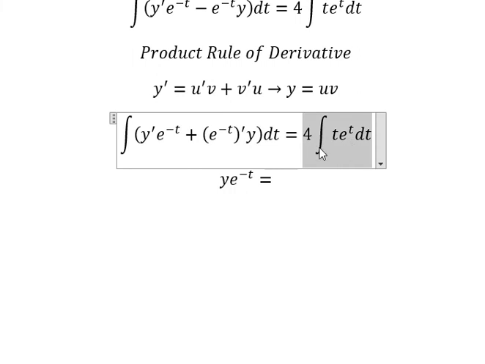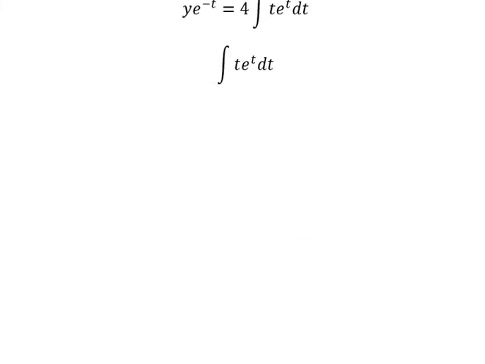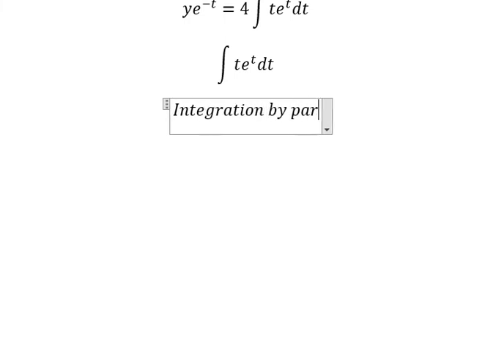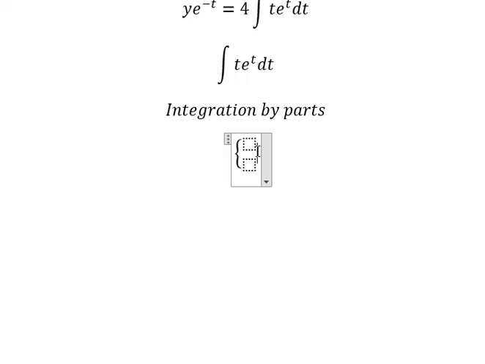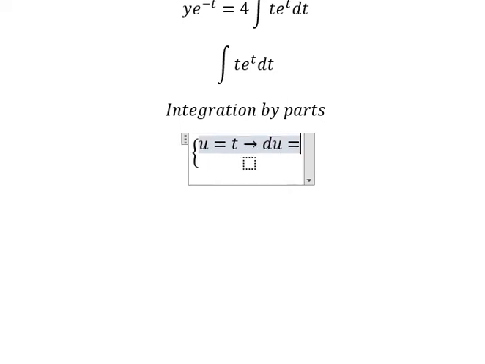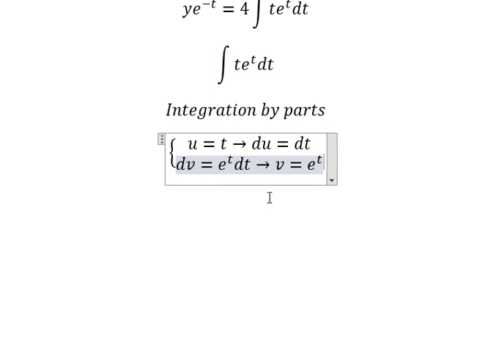And now I need to concentrate on this one only. So we can use integration by parts. Now we put u equals t. Then we take the first derivative of both sides, and we have du equals dt. For dv we have e to the power of t dt. The integration of this one gives v equals e to the power of t.